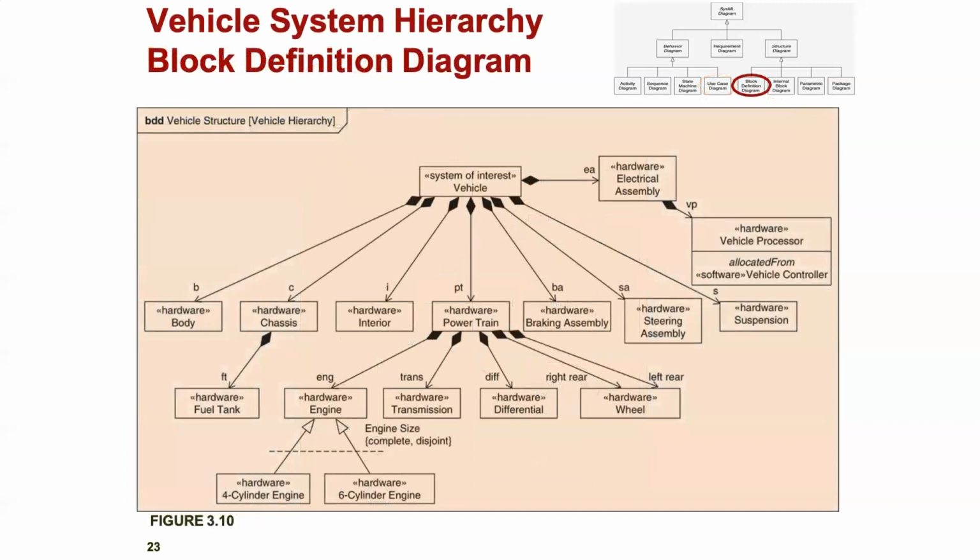Now we're showing another example of a block definition diagram, and this is trying to show the vehicle system hierarchy. This gets into the elements that you have: the body, the chassis, the interior, the powertrain, braking, steering, suspension, etc. And here we're showing a more in-depth breakdown of a powertrain, and a little bit more of a breakdown for the chassis.